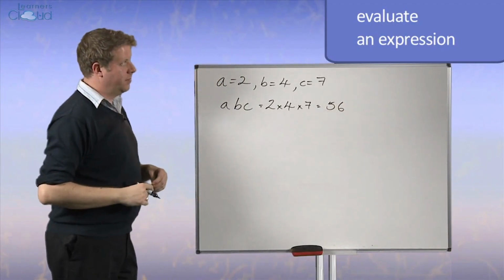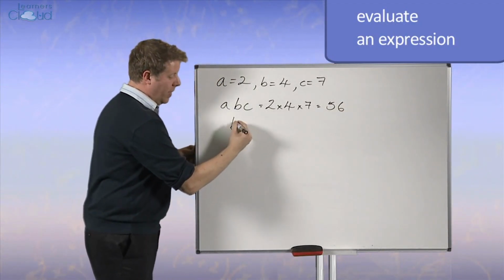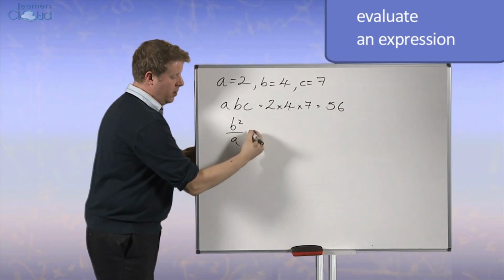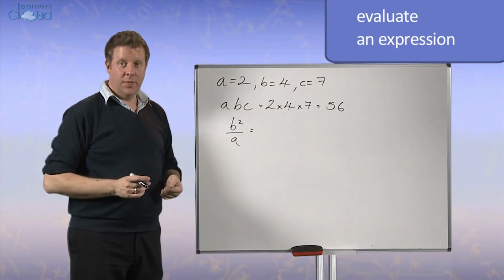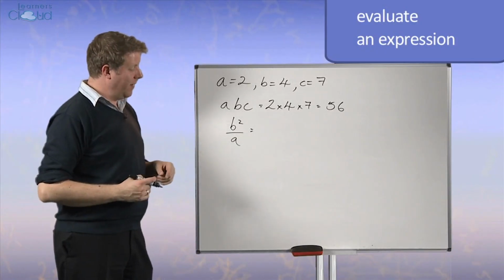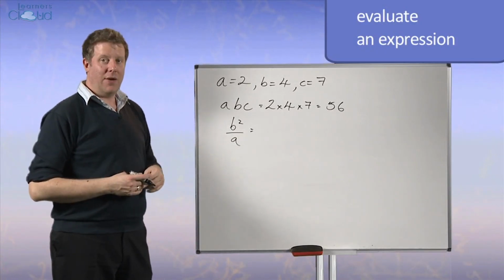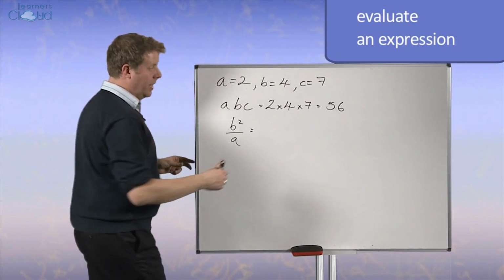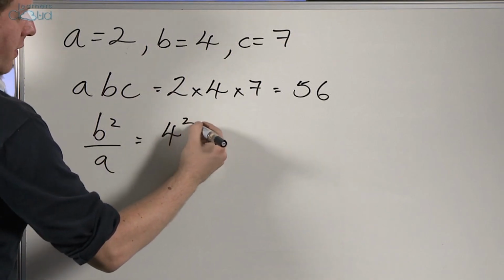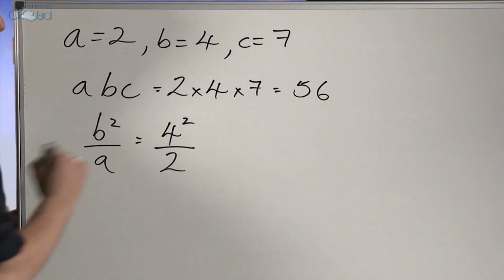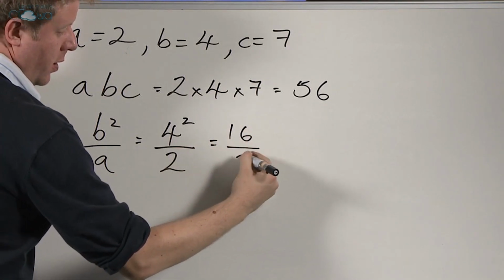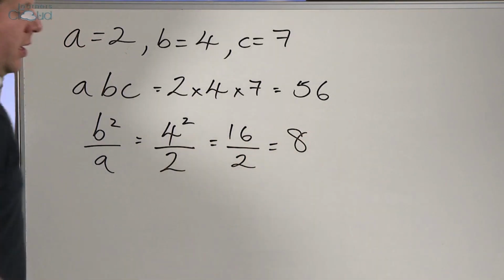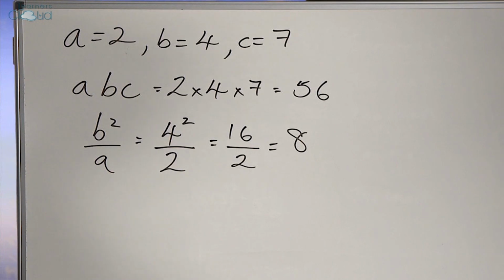The next expression we're going to evaluate would be B squared over A. Remember, the line means we're dividing, so we need to square our B value and divide it by our A value. So substituting in, 4 squared divided by 2, well, 4 squared is 16, divided by 2 gives us an answer of 8.